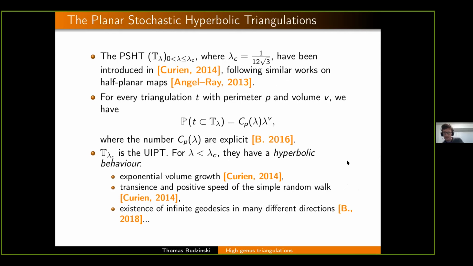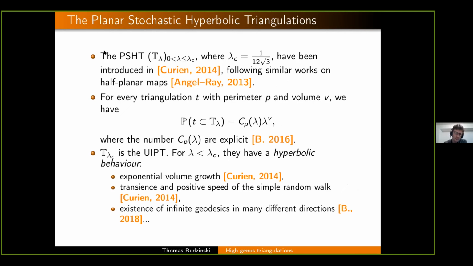On the other hand, the UIPT, which was the local limit of triangulations of the sphere, had this very nice spatial Markov property. And it's kind of natural to also expect to have a nice spatial Markov property in a limit of triangulations with a high genus.